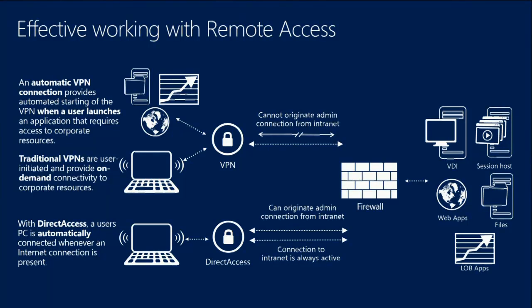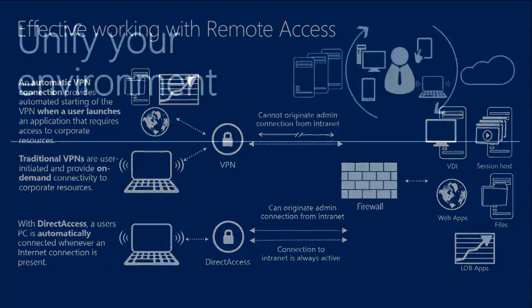The new capability with Windows Server 2012 R2 and the Windows 8.1 clients is an automatic VPN connection. So as the user launches an application that requires access to corporate resources, the VPN connection will automatically pop up to the user and prompt them to start the VPN connection. They will still need to put in their credentials, but it will at least pop the VPN connection right to them so they can go ahead and start that connection.